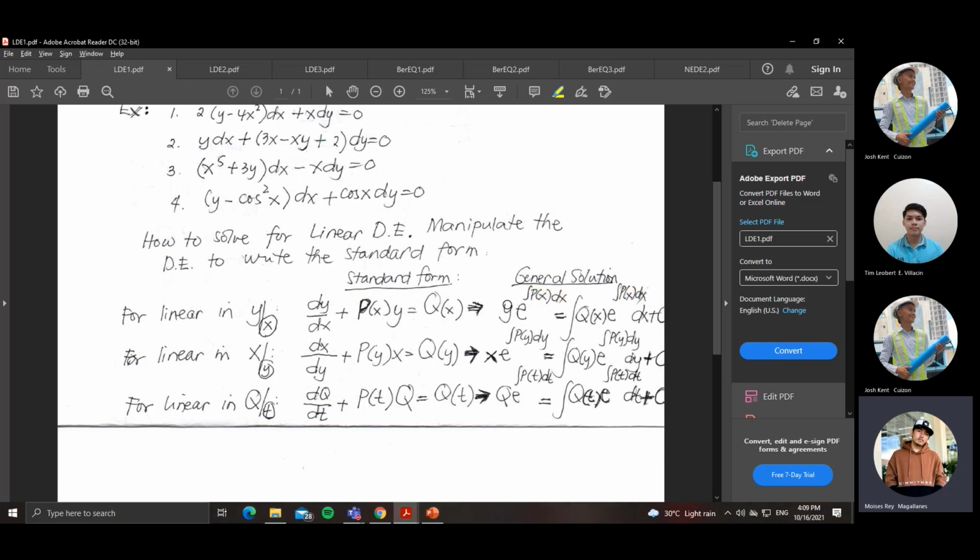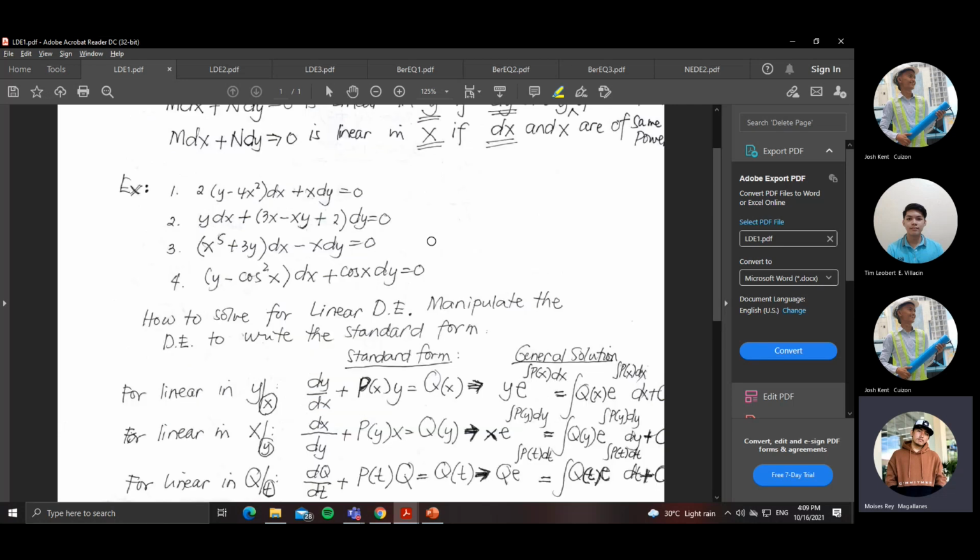So after this, y times e raised to the integral of p of x dx is equal to the integral of q of x. Here we can use q of x. Then the e raised to the power of the integral of p of x dx, and then dx, plus c. This dx here is used for this integral.